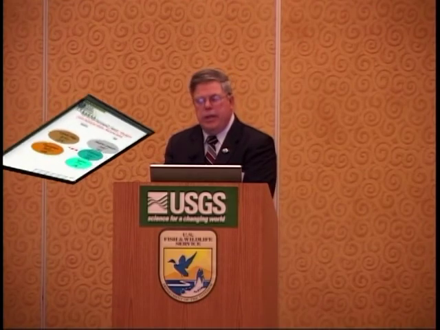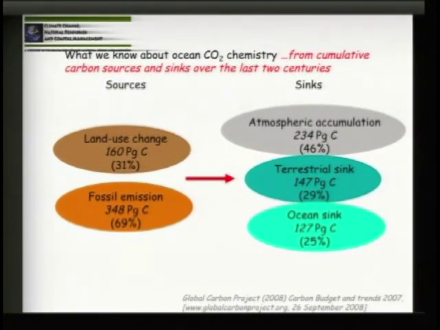Now, if we look at the IPCC models and their predictions of what has been happening, we know that from land use changes, we have released about 160 billion metric tons of carbon into the atmosphere. In addition, through fossil fuel burning, we released another 348 billion metric tons of carbon into the atmosphere. Most of that resides in the atmosphere, about 234 billion metric tons, or about 46%. The terrestrial sink is about 147 petagrams of carbon, and the oceanic uptake is about 127. This is through the year 2000.